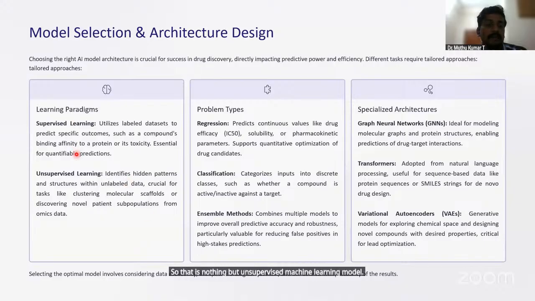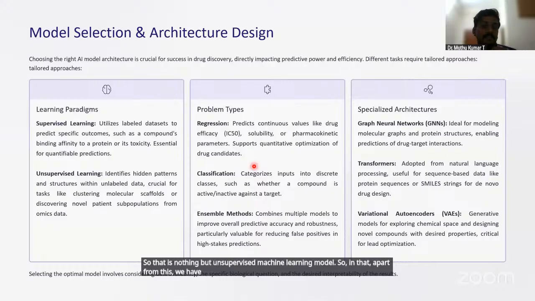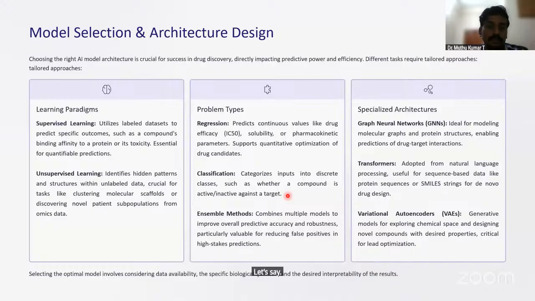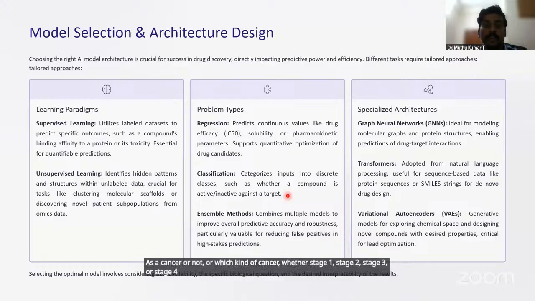Apart from this, we have two major classifications: classification based machine learning models and regression based machine learning models. What is meant by classification? It is in the name itself. Let's say we want to test whether the patient has cancer or not, or which kind of cancer, whether stage 1, stage 2, stage 3, or stage 4, like yes or no, these are different classes. In that situation, we have to go with classification based models.